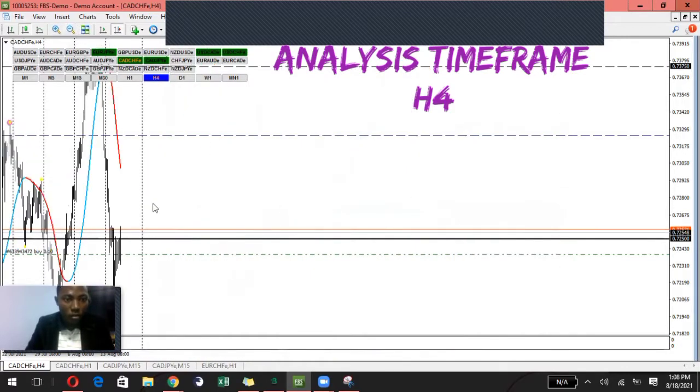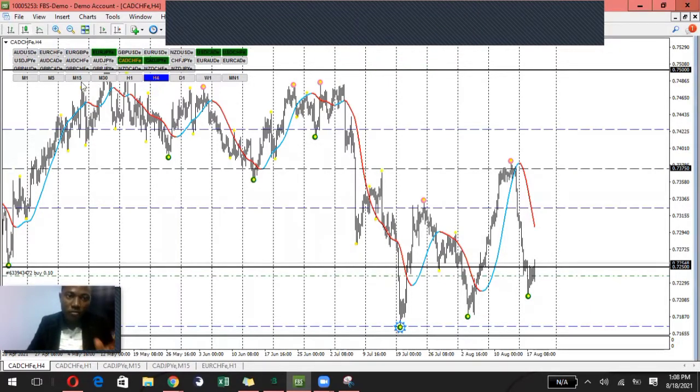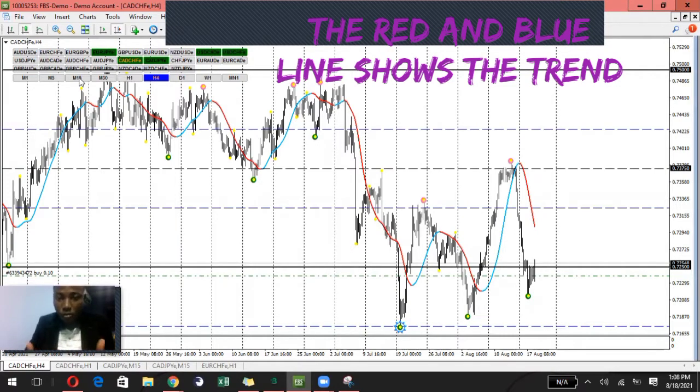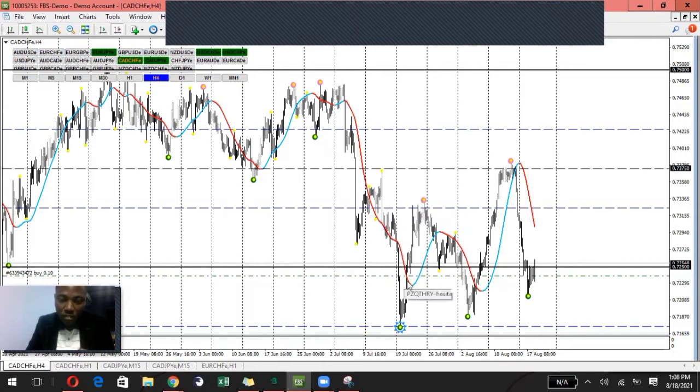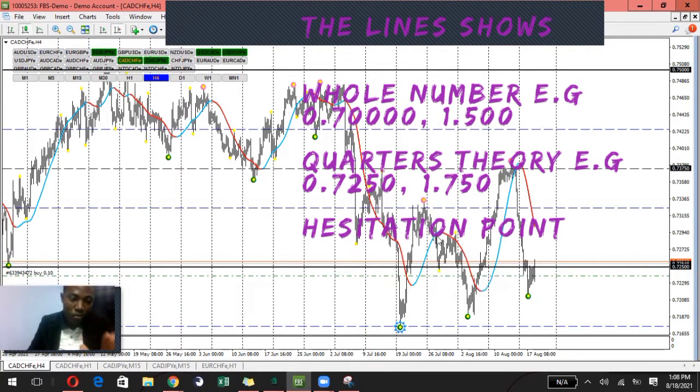Mostly you deal with the 4 hour time frame, right? And you can switch to 1 hour and 15 minutes for multi-time frame analysis. All right. Now, this indicator shows you the current trend in the market. When it is red, it is a downtrend. When it is blue, it is an uptrend. Right? Once you get that, it's good.